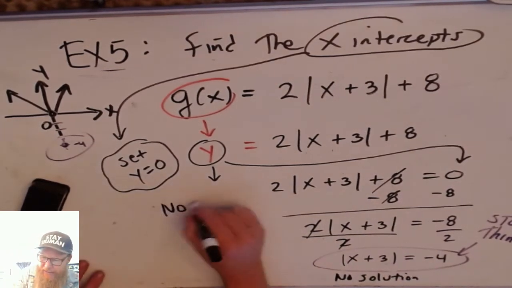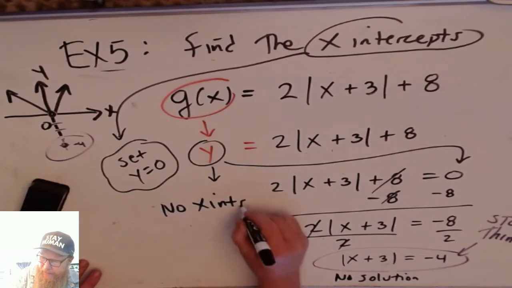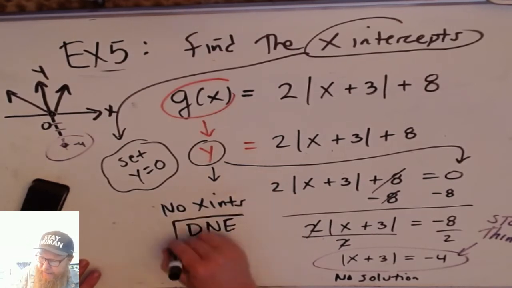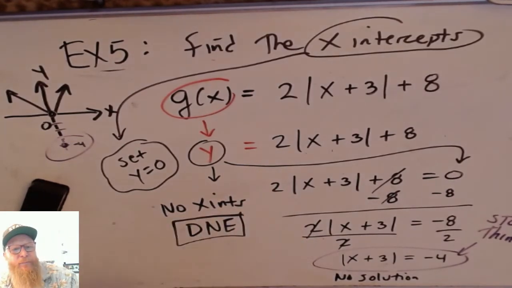That means there's no x-intercepts. So the answer is DNE. They do not exist. Okay.